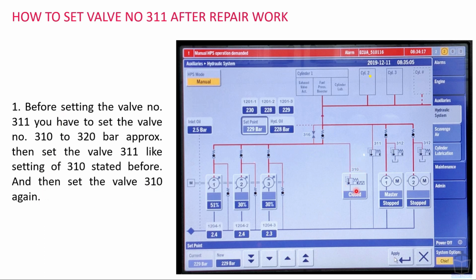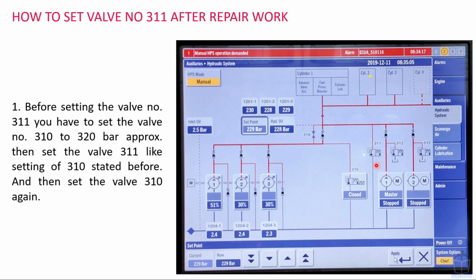Because valve number 310 is set at 310 bar and 311 is set at 315 bar. So in order to test valve number 311, you have to raise the set value of 310 more than 315 bar, that means approx 320 bar, then only we can set the valve number 311.